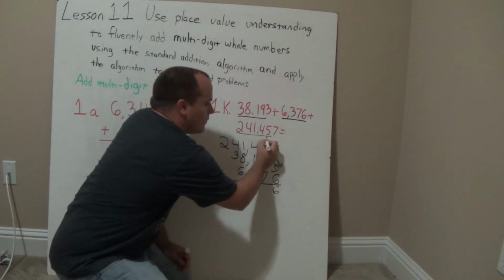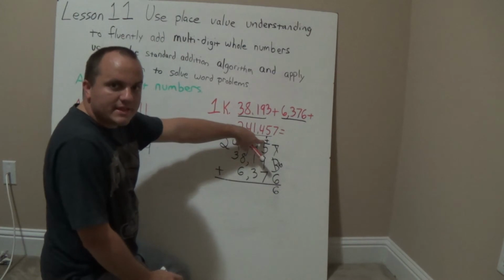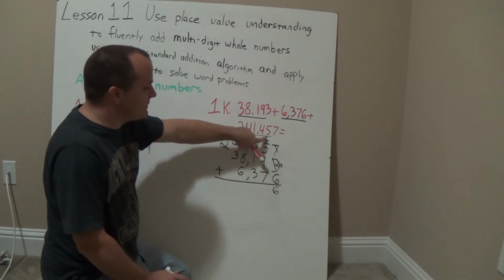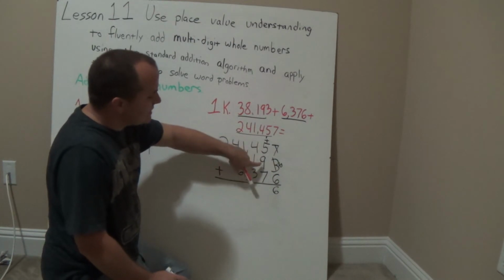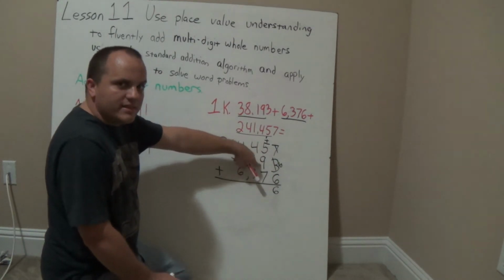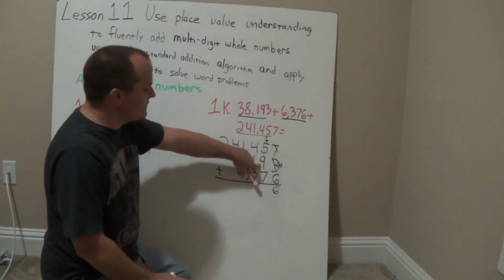And I bring my 1 ten that's left over up above. You notice I put a plus sign here to make sure that I don't forget I have something to add up here. I have 1 plus 5 is 6. 6 plus 9. Well, if I'm at 9, I count up 6. If I go up 1, that's 10. And then 5 more, that's 15.